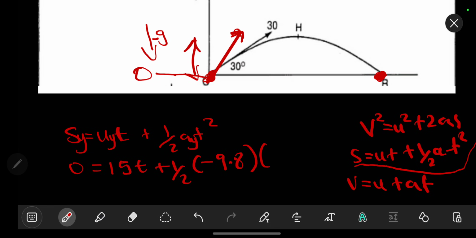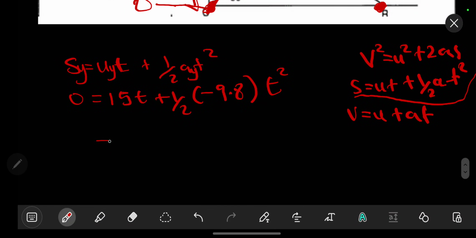Then we have times our time, so we have the time squared. We don't know the time squared, so we are going to have something like this. We have 15t, half times negative 9.8, which will be negative 4.9, then t squared. From here we are going to factorize.